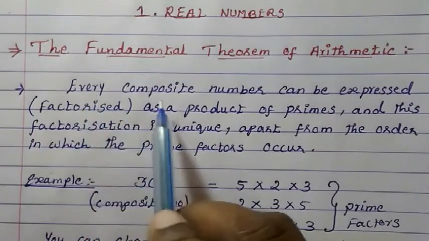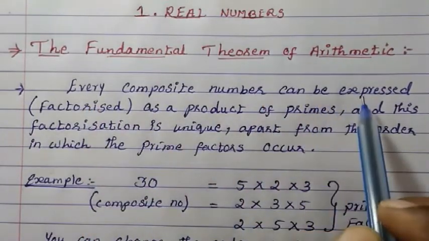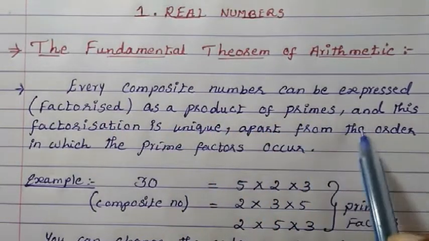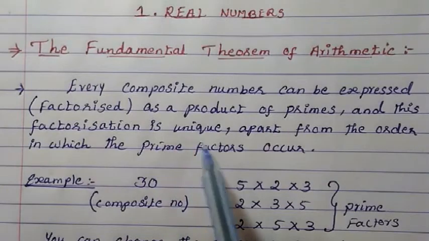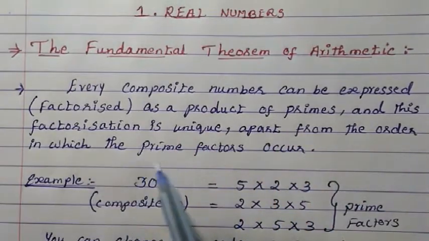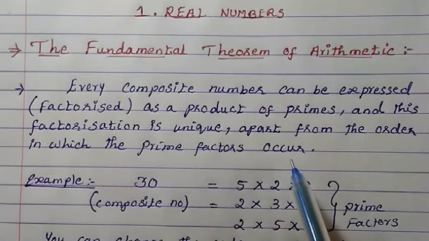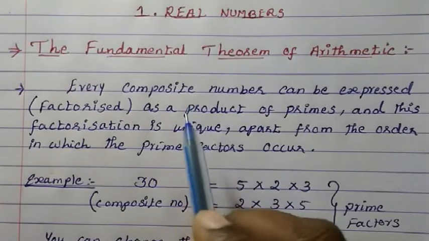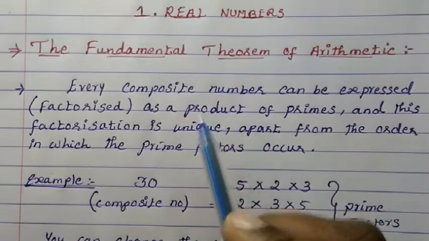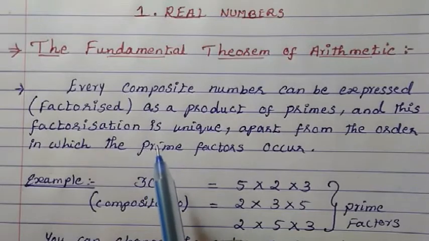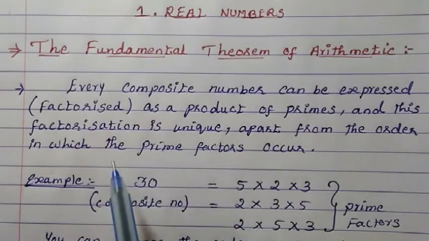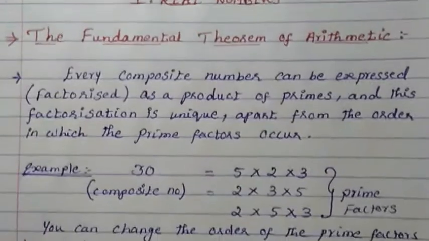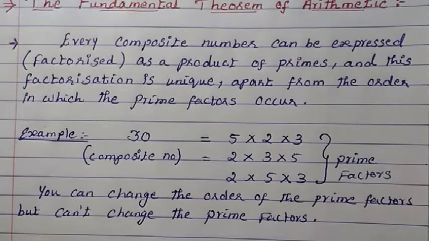Let's see. Every composite number can be expressed or factorized as a product of primes, and this factorization is unique apart from the order in which the prime factors occur. You know what is the meaning of composite number? A composite number can be factorized, and that factorization will be unique for that number apart from the order in which the prime factors occur. Meaning to say, an example is given here for you to understand in a better way.